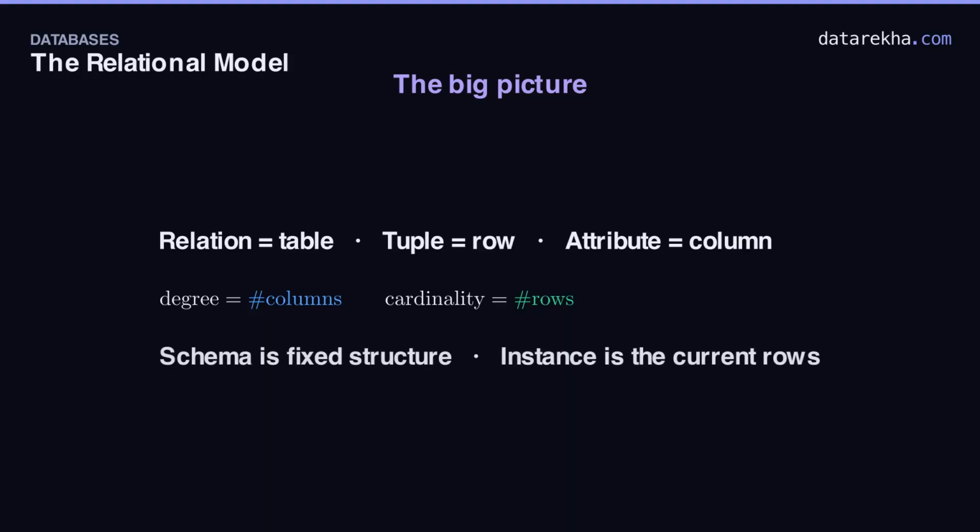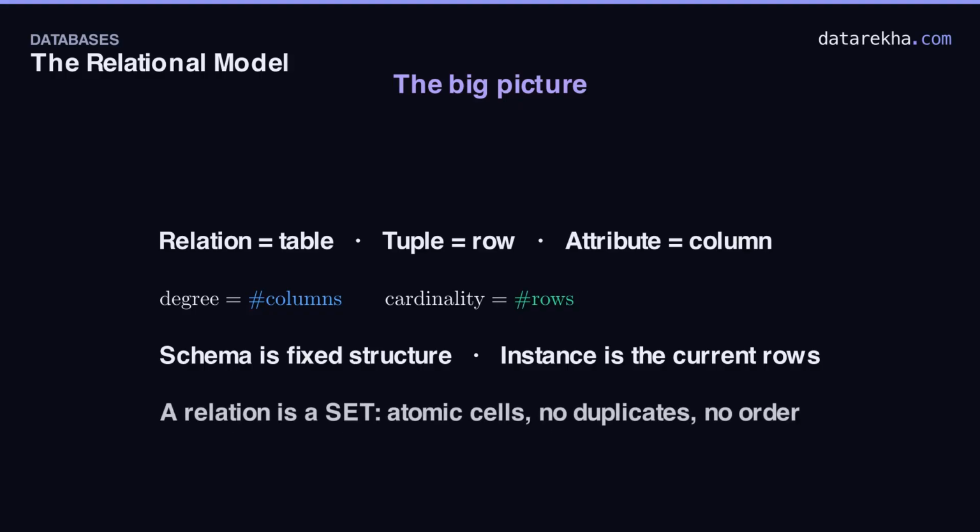The schema is the fixed structure, the name and the attributes. The instance is the data that happens to be stored right now, changing with every insert and delete. And above all, a relation is a set. Each cell atomic. No duplicate rows, no order to lean on. That simple, precise idea, data as sets of tuples, is the bedrock beneath keys, relational algebra, and the entire language of SQL. Everything ahead is built on this.